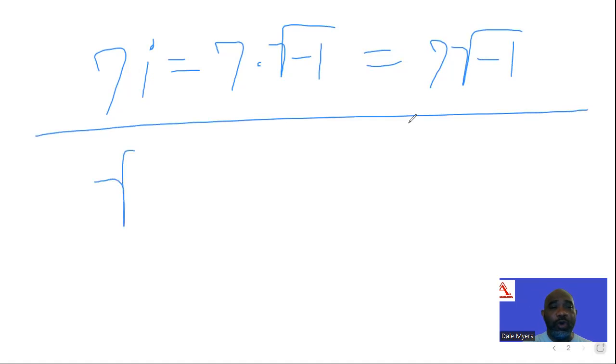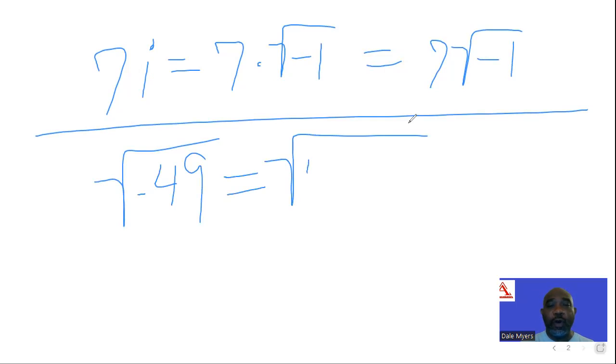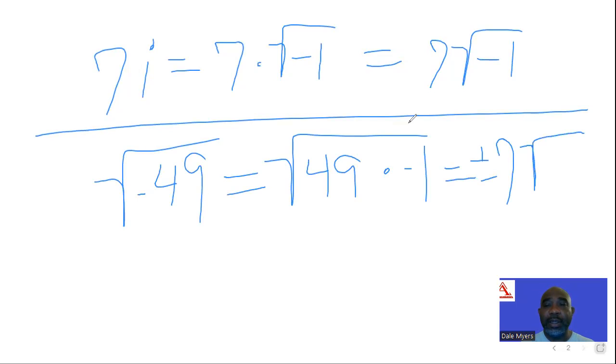If we had the square root of negative 49, this is the same as the square root of 49 times negative 1. The square root of 49 is plus or minus 7, times the square root of negative 1, but we know that the square root of negative 1 is i. So this is 7i. Technically, it's plus or minus 7i. Making sense? All right.